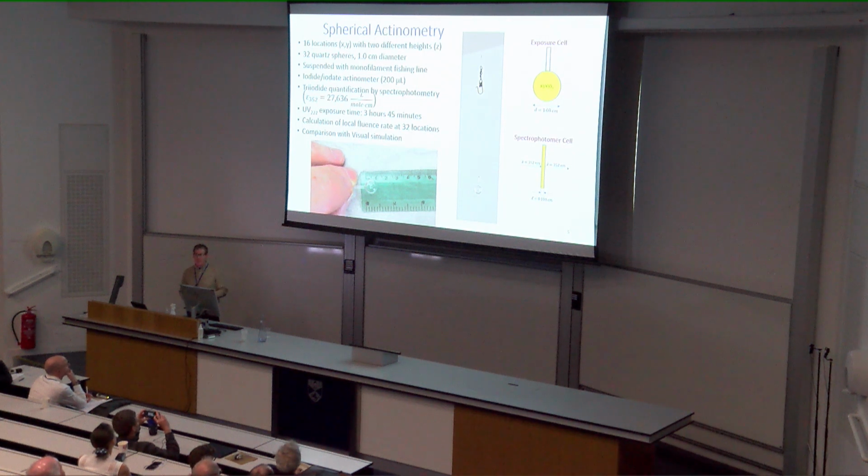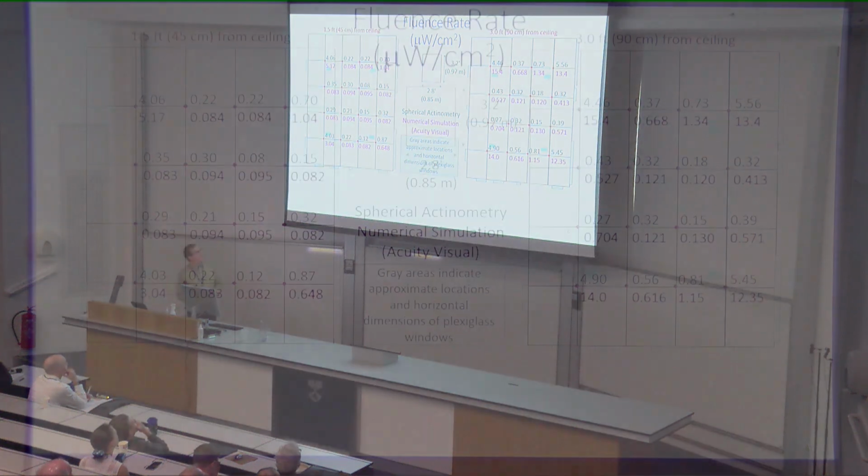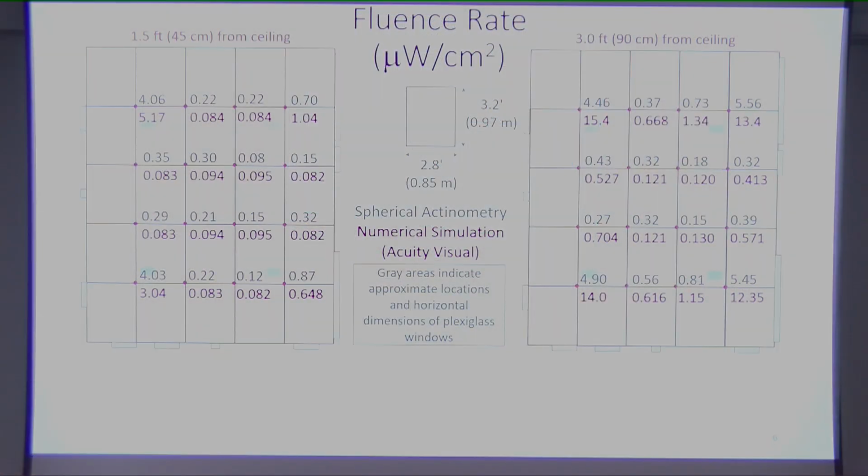And then we did this as a check of the simulation that was done with visual. All right, so there's a lot of numbers on this page. Let me just orient you to this. The black numbers at each location represent the measurement by spherical actinometry, and the pink, whatever that color is, at each location is the corresponding numerical simulation result. And so, for example, those 2 numbers right there correspond to that location, and likewise for the rest of the locations.